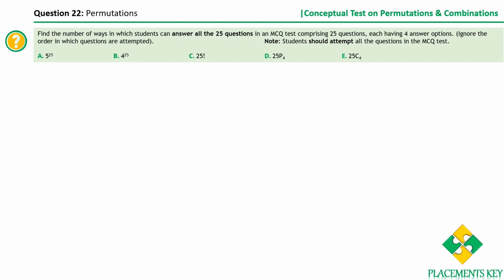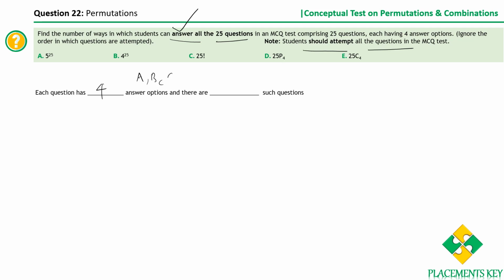Find the number of ways in which the students can answer all the 25 questions in the MCQ test. Here it is clearly given that he has to answer all the 25 questions. That is, the student should attempt all the questions in the MCQ test. Let me write it out for you. Each question has 4 answer options again, A, B, C and D. There are totally 25 such questions. This is very important: earlier it was may or may not attempt, but this time the student should attempt all the 25 questions.